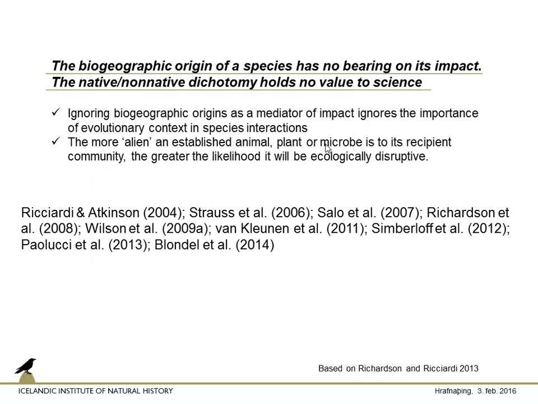And one of the last points that are raised by critics of invasion science is that the biogeographic origin of a species has no bearing on its impacts, and the native-non-native dichotomy holds no value to science. I would say that we can't ignore biogeographic origins as a mediator of impact, because when we ignore this, we also ignore the importance of evolutionary context in species interactions. From the studies that were cited here, we know that the more alien an established animal, plant, or microbe is to the recipient community, the greater the likelihood that it will have a disruptive effect on the ecosystem.